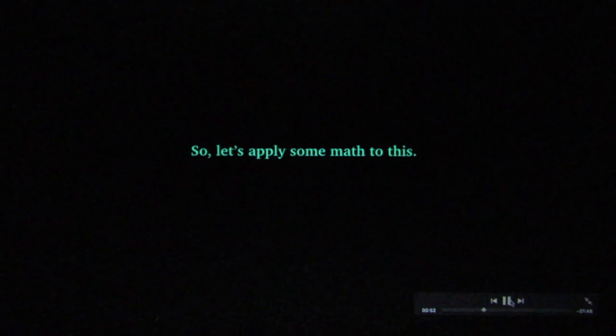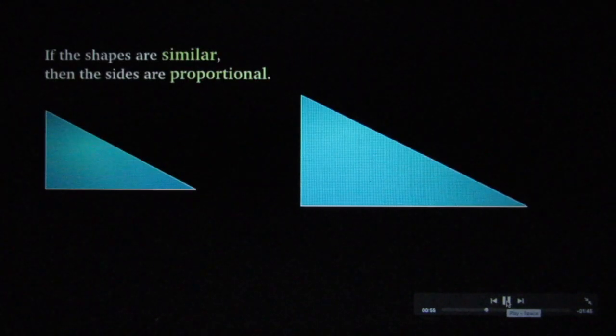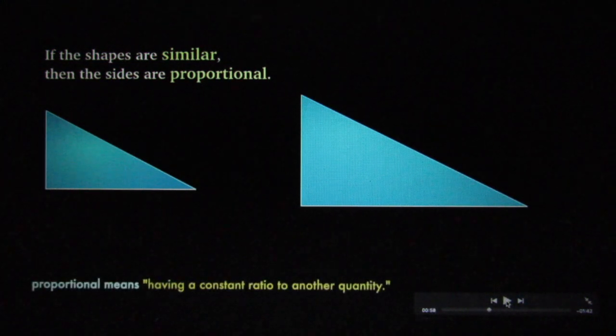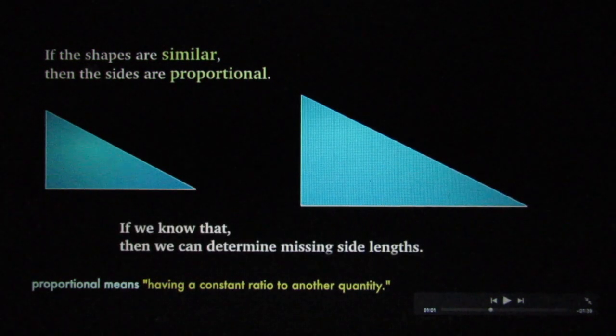So let's apply some math to this. Here we have two triangles. In the instructions on this problem, it would say that this shape is similar to this shape. They look like right triangles, and our numbers will show that, but that's not really relevant to what I'm showing you today. How to figure out a missing side, we'll get to that. Proportional means having a constant ratio to another quantity. Know your definitions in math. Okay, so these shapes are similar. The sides are proportional. If we know that, then we can determine missing side lengths.